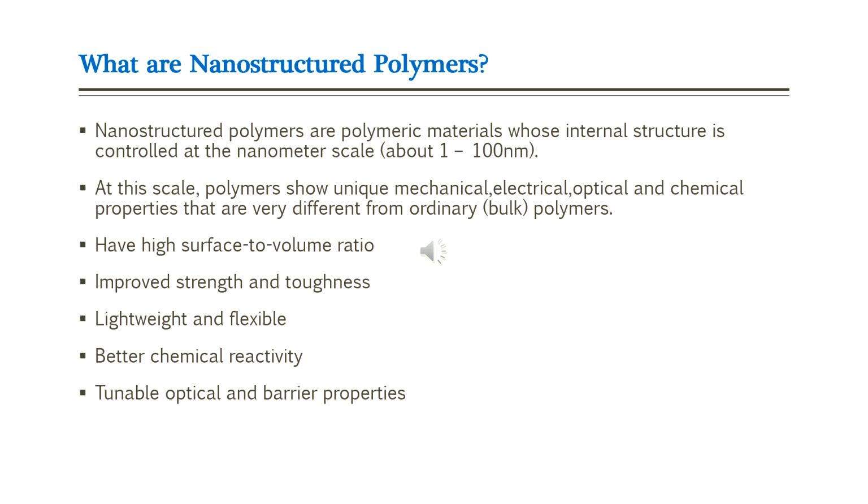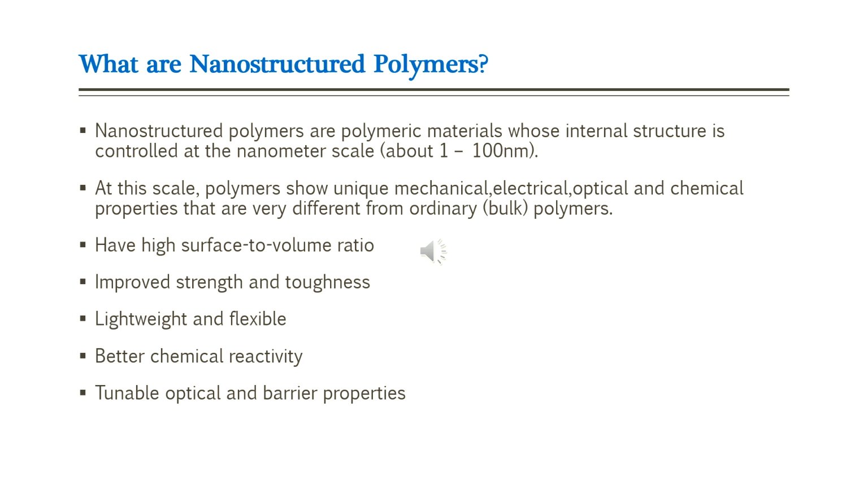What are nanostructured polymers? Nanostructured polymers are polymeric materials whose internal structure is controlled at the nanometer scale, that is about 1 to 100 nanometers. At this scale, polymers show unique mechanical, electrical, optical and chemical properties that are very different from ordinary polymers.